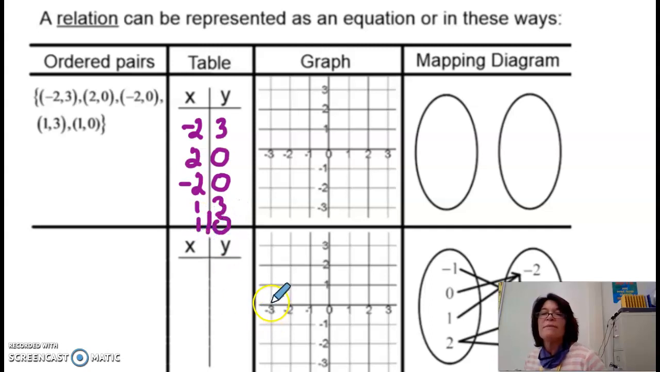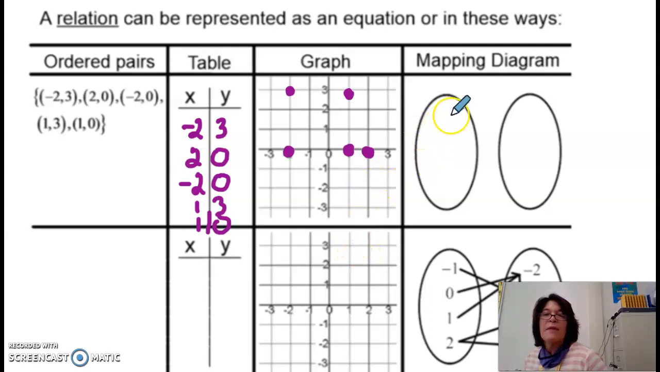That's a relation. If I wanted to graph that, I would use the x-coordinate and go in the horizontal direction, -2, and up 3. There's the point -2, 3. The point 2, 0: x is 2, y is 0. -2, 0: x is -2, y is 0. 1, 3, and 1, 0. That's an example of how this relation looks as a graph.